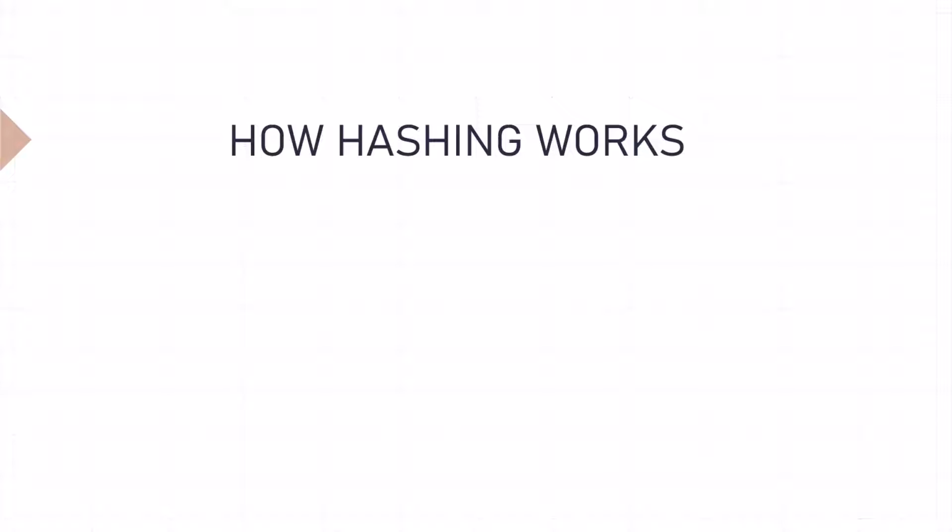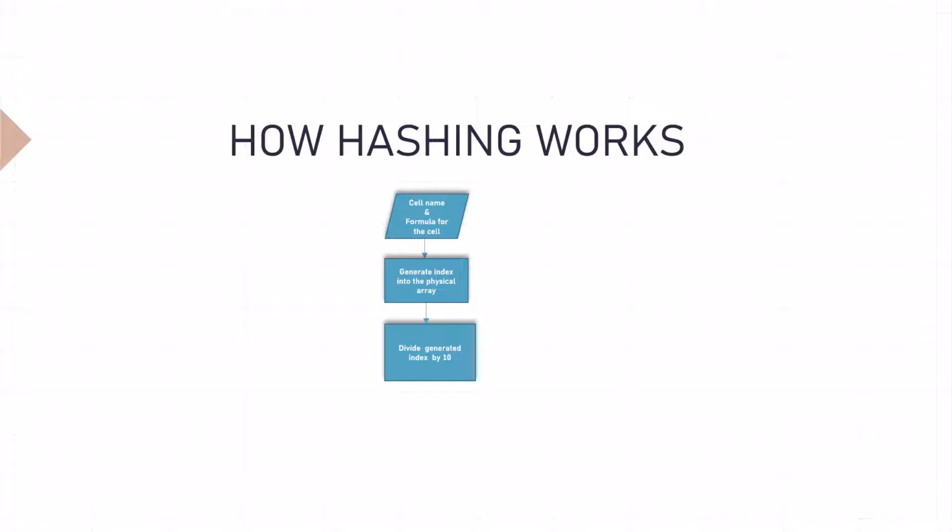The input to the hashing method in our case would be the cell name and the formula. We would take that cell name and use it to derive the index for the physical array. We would then divide that index by 10 because of our 10% assumption. We would then check the location in the physical array at that particular index to see if it is free. If it is free, then we go ahead and store the logical index and its value at the location in the physical array. What happens if the location is not free?